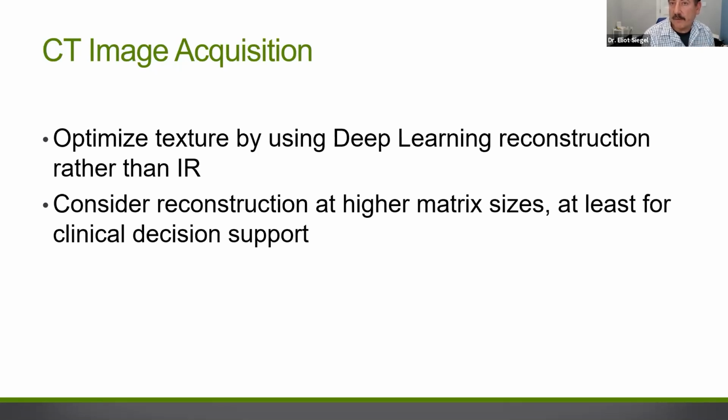The other thing that we've looked at is considering reconstruction at higher matrix sizes. We're all used to 512 by 512 reconstruction for CT. We've done studies and looked at data suggesting that higher matrix sizes, which are achievable by the CT scanners at 768 by 768 or 1024, would allow better characterization of these lesions and better analysis of texture and morphology.